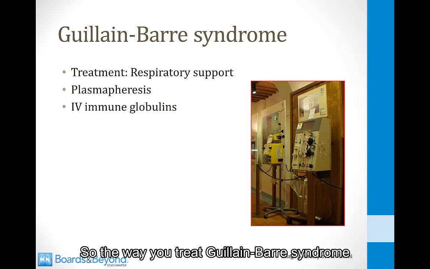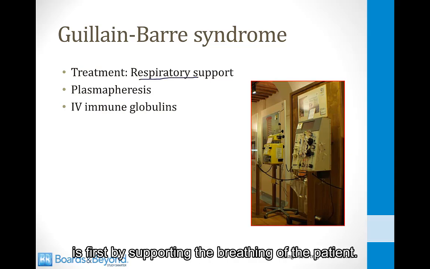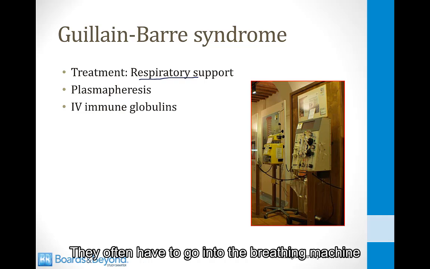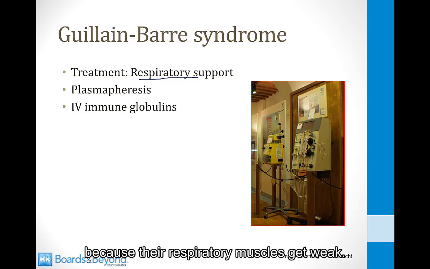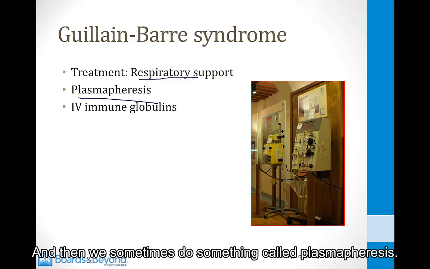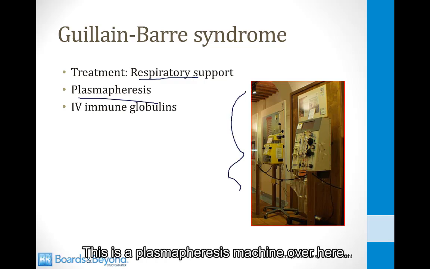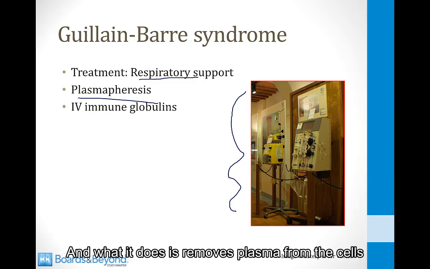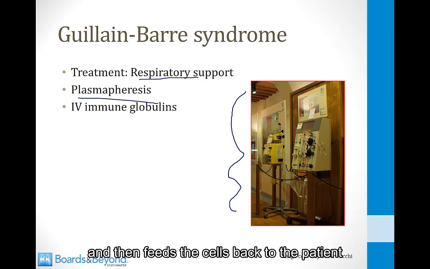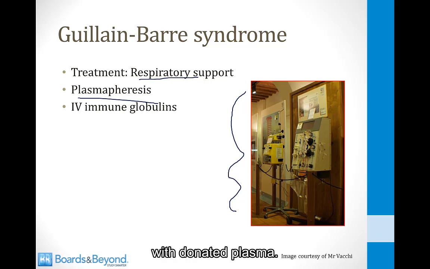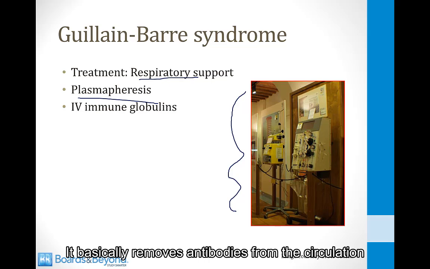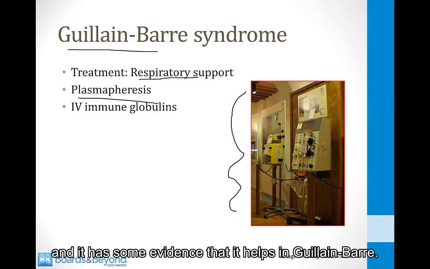So the way you treat Guillain-Barré syndrome is first by supporting the breathing of the patient. They often have to go on the breathing machine because their respiratory muscles get weak. And then we sometimes do something called plasmapheresis. This is a plasmapheresis machine over here. And what it does is removes plasma from the cells in the bloodstream and then feeds the cells back to the patient with donated plasma. It basically removes antibodies from the circulation, and it has some evidence that it helps in Guillain-Barré.